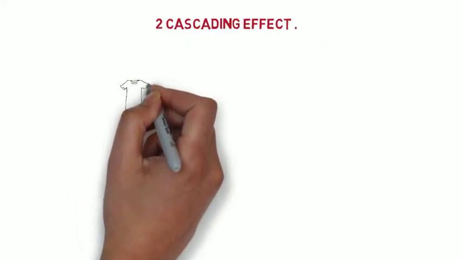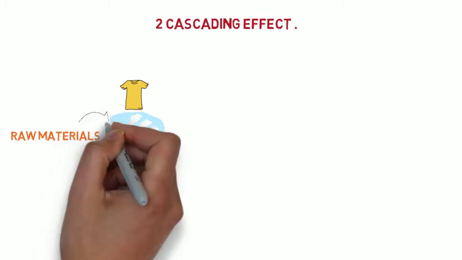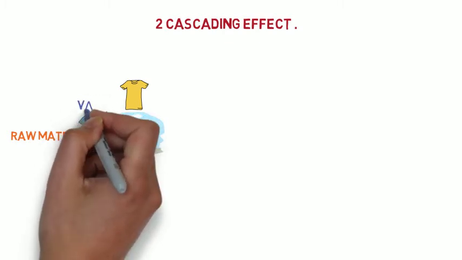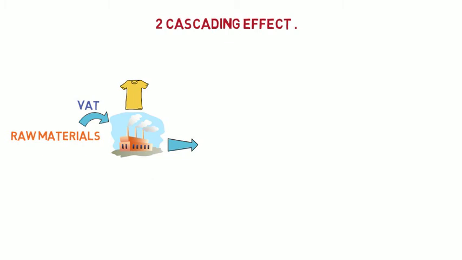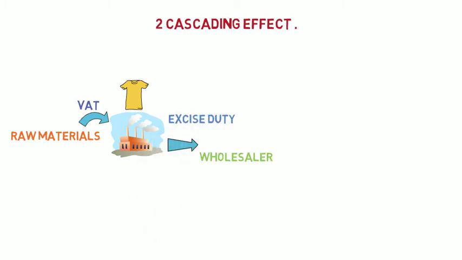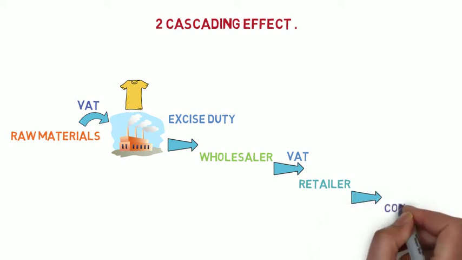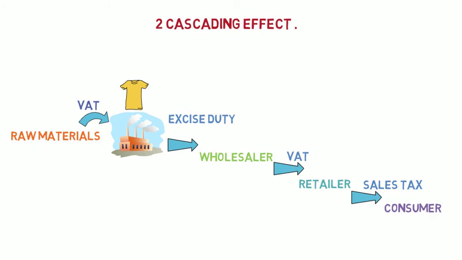Second, cascading effect. Let's understand this with an example of pre-GST era. T-shirt manufacturer purchased raw materials to produce T-shirts. In doing so, he had to pay VAT. When T-shirts are produced and sold to the wholesaler, he had to pay an excise duty. When the wholesaler sold the T-shirts to the retailers, he paid VAT. And finally, when retailer sold the T-shirt to the consumer, he had to pay sales tax.